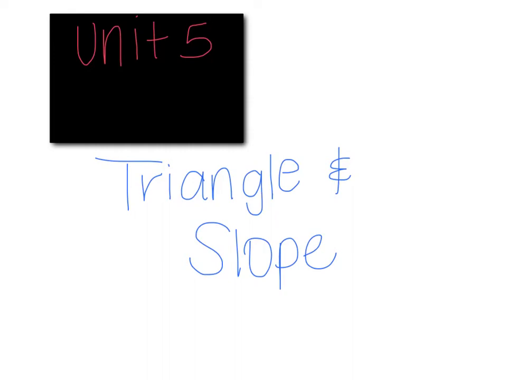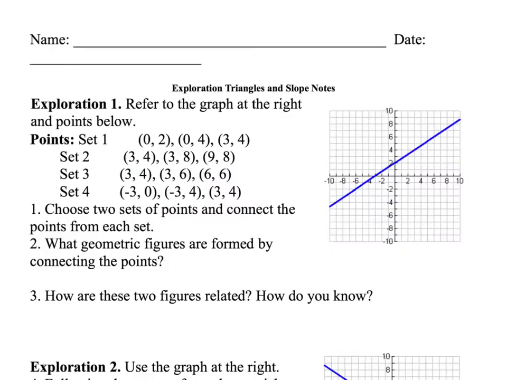Today we're going to talk about triangles and slope and how they are related to each other. If you look at the first part of the guided notes, we're going to use this graph to graph some points. So for set number 1, I'm going to graph those in pink. We're going to graph (0, 2), which is on the line, (0, 4), and (3, 4).